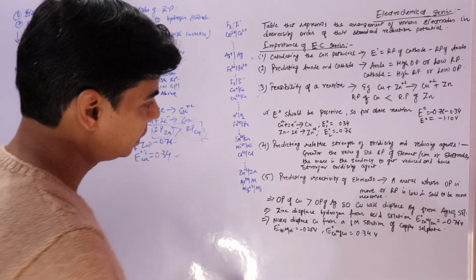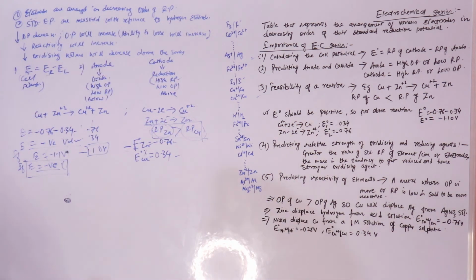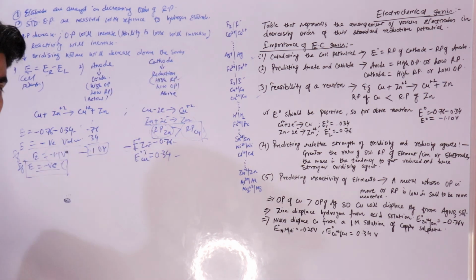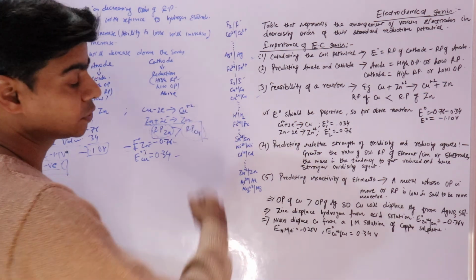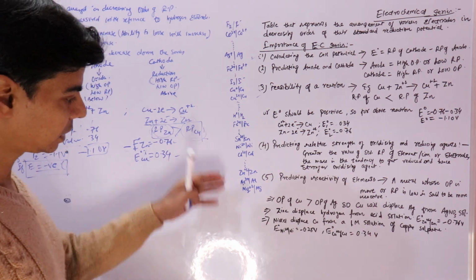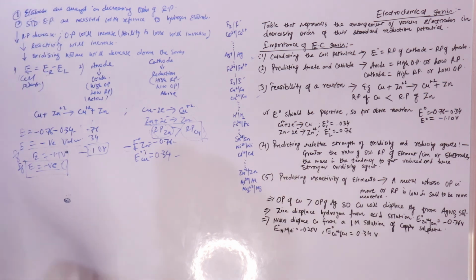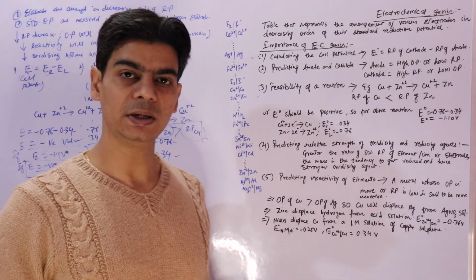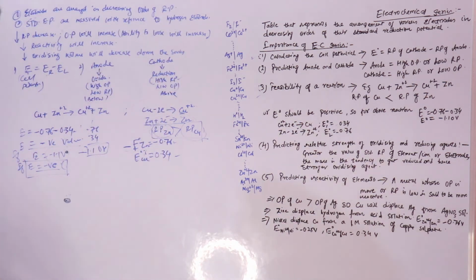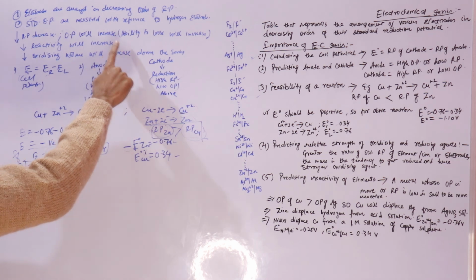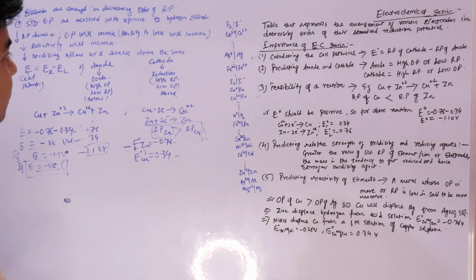So as you move down the series, reducing nature will increase and oxidizing nature, as we have already discussed, will decrease. Predicting reactivity of metals, we have already discussed this. The ability to lose electrons increases as you move down the series, because their reduction potential is decreasing. So the reactivity of metals or these electrodes will increase as you move down the series. Just remember this point: reduction potential decreases, oxidation potential will increase. Oxidation potential will increase means the ability to lose electrons will increase, that is, the reactivity will increase.